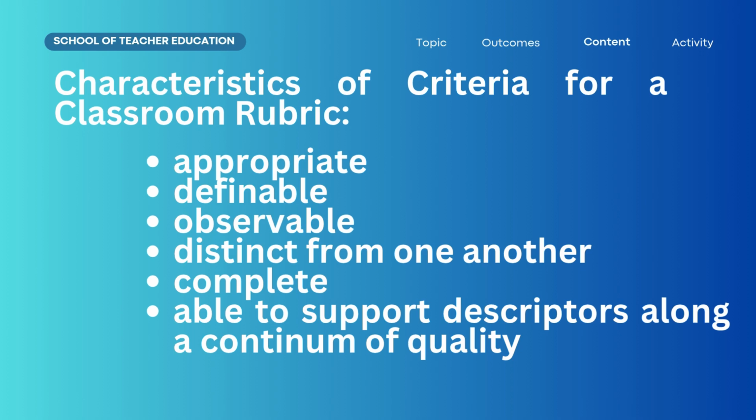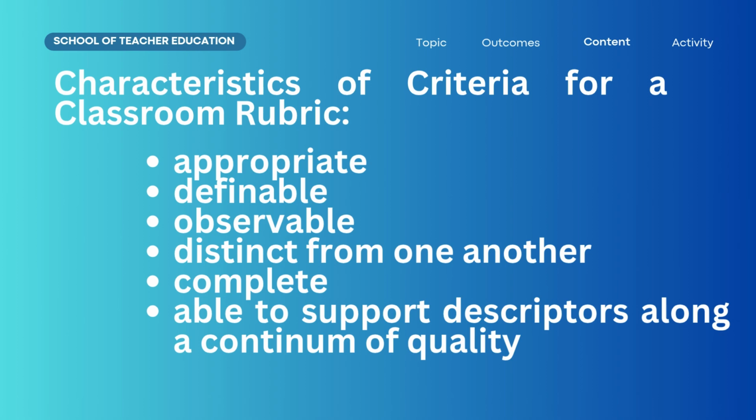It should be definable, in a sense that it is not jargon to them, it's not new to them, and it doesn't need a high vocabulary to understand your rubric. And of course, it's observable, something that they can really perform if it is a process, or they can produce if it is a product type of output. It is distinct from one another. It is important that the criteria are different from one another so that there will be no repetitions of scoring.